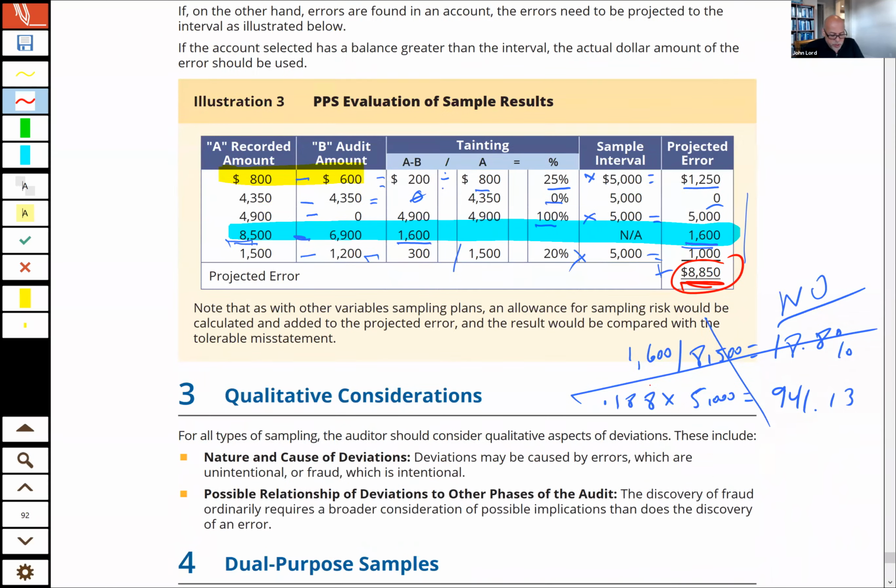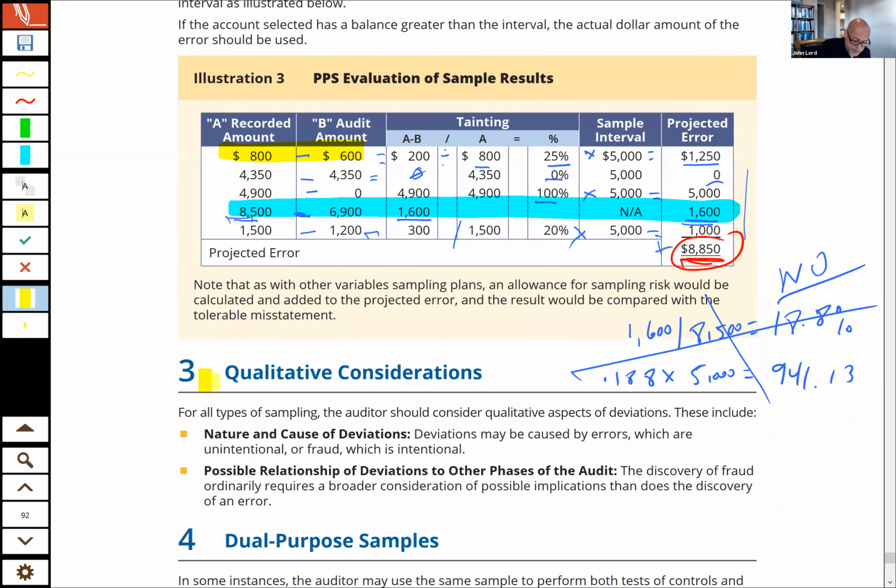The auditor would start to consider qualitative considerations. What was the cause of the deviation? Was it because of some problem with internal control? Are we seeing indications of fraud? I'll tell you right now, this one's got me concerned. Okay. And so you would always need to be considering what qualitative considerations along with just the comparison to the tolerable misstatement.